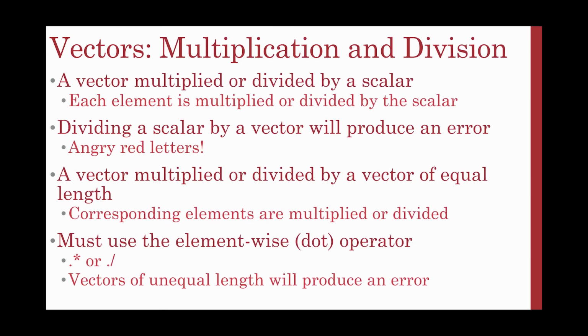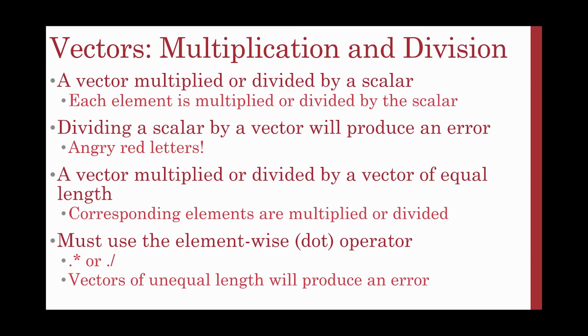We can have vector multiplication and division. A vector multiplied or divided by a scalar, what's going to happen is each element is multiplied or divided by that scalar. Dividing a scalar by a vector will produce an error, which means you're going to get some angry red letters. You cannot divide a scalar by a vector. A vector multiplied or divided by a vector of equal length, the corresponding elements are going to be multiplied or divided.